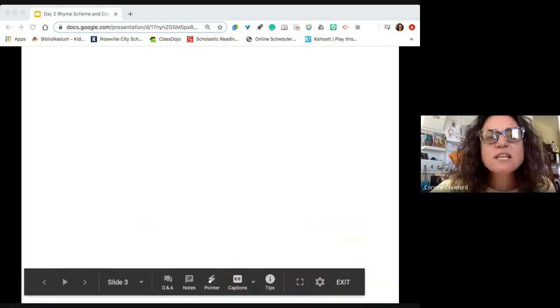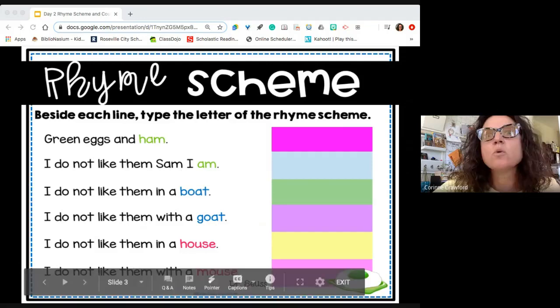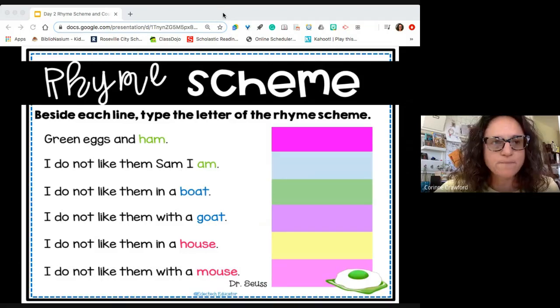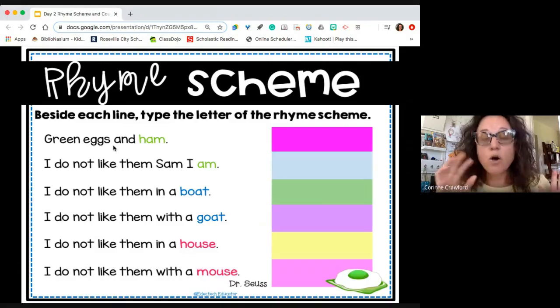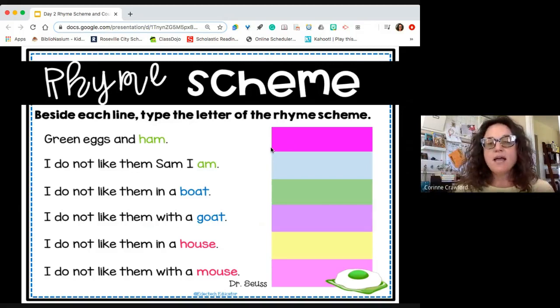Generally, when you pick a scheme, you're going to continue it throughout your poem. So here's one for you, hopefully a poem you're all familiar with. And when you're working on this slide on your own, type the letter. You pick whether it starts with A, and then B, and if the next lines don't rhyme with A or B, you can give it another one like C. We generally go in order, starting with A and going on.